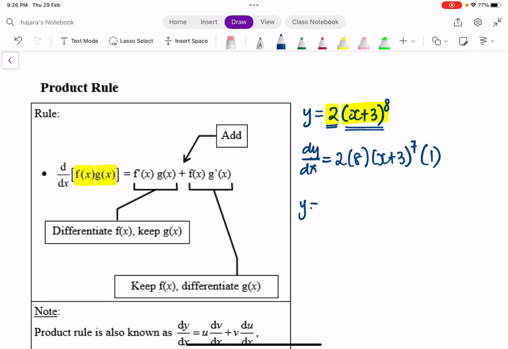As compared to this example, I have a function in x, 2x, multiplied by another function, (x + 3) power 8. So this is an example of when we will need to use product rule.